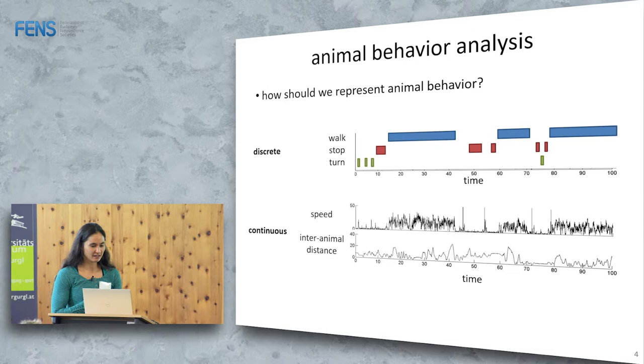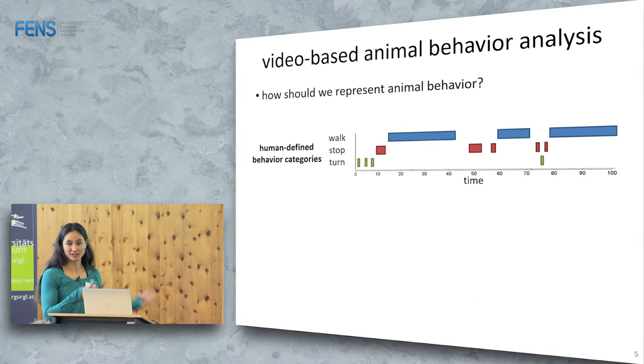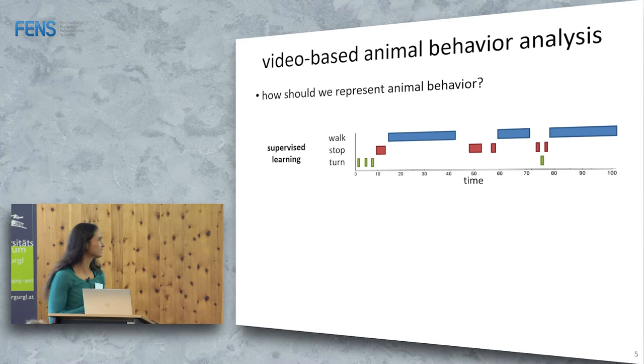If you choose a discrete representation, where do you come up with these behavior categories? How do we find them? One way is to say, biologists have been looking at animal behavior for a really long time. They've probably identified interesting things about it, so we can just have the biologists say, here are the three categories of behavior that these animals perform. Then what we do in our lab is use supervised machine learning to automate going from a video to categorizations of the behaviors the animals are performing at each time point. That's what I'll spend the majority of my time talking about.